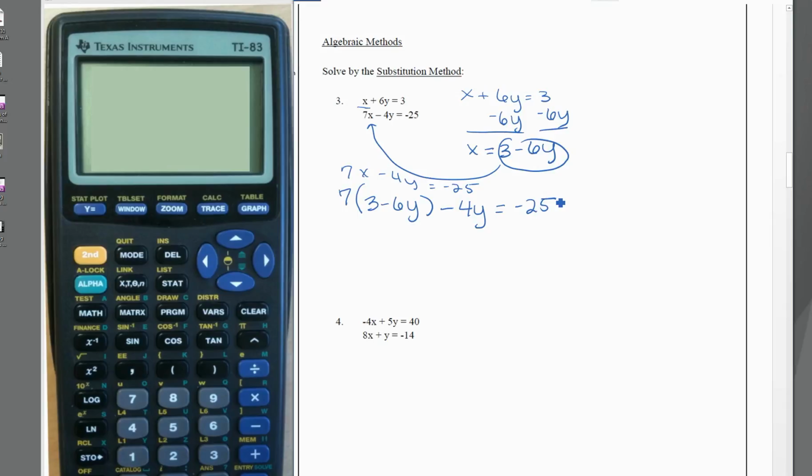And now this is just a linear equation with one variable, so we're going to solve for y. So we'll distribute our 7. So 21 minus 42y minus 4y equals negative 25. I'm going to combine these like terms. So 21 minus 46y equals negative 25. Now I need to subtract 21 from both sides. Oops, this should have been 25. Okay.